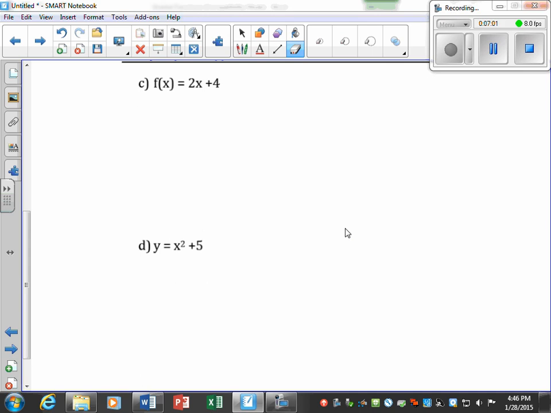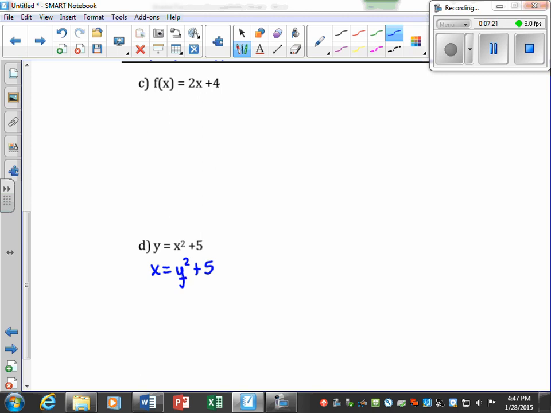So the first thing we're going to do is rewrite, it's already in y equals, so we want to interchange the x and the y. So x equals y squared plus 5. That's step 1. Interchange the x and the y. Step 2 says get y by itself, so solve for y.